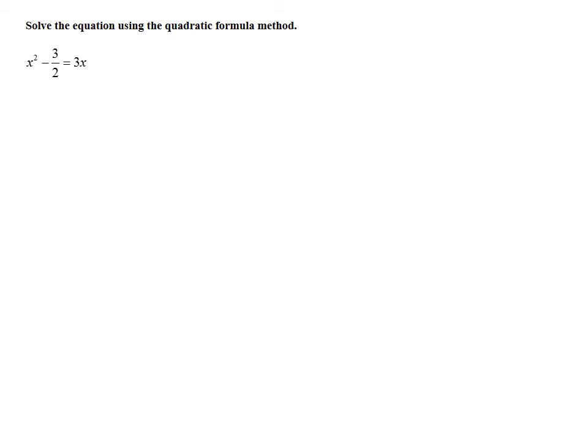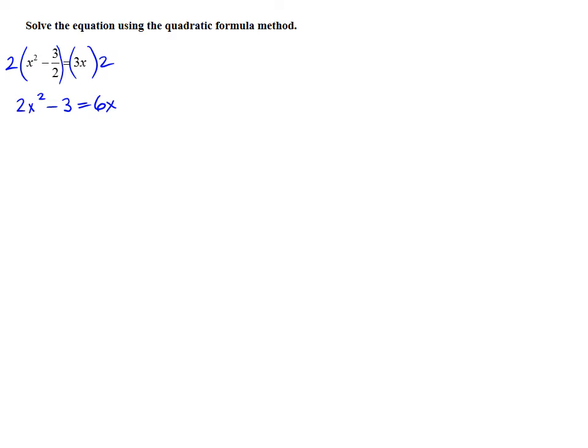So let's go ahead and clear this fraction. Remember, the trick for clearing is to multiply both sides of the equation, or all terms, by the common denominator. In this case, that would be 2 because there is only one denominator. 2x squared is just 2x squared. 2 times 3 halves would be minus 3 equals 2 times 3x would be 6x. So you just have to multiply all terms by the common denominator.